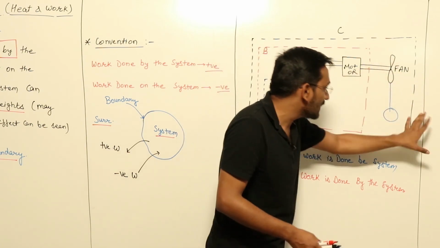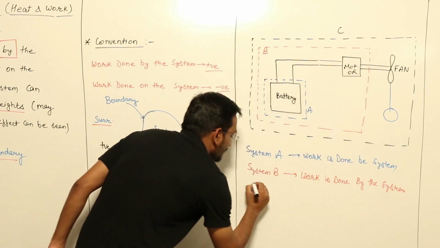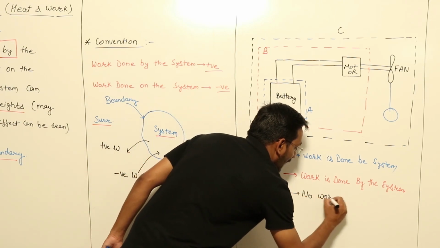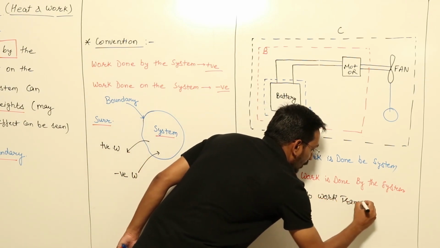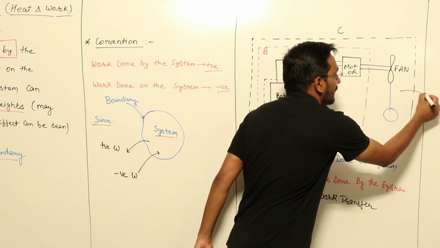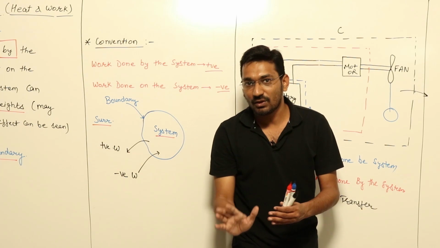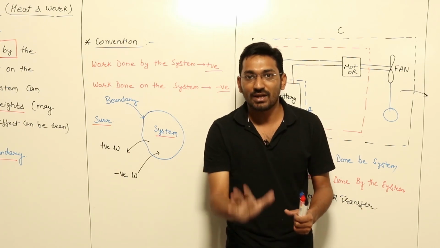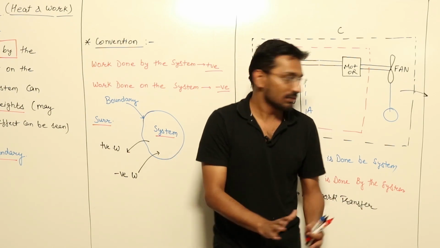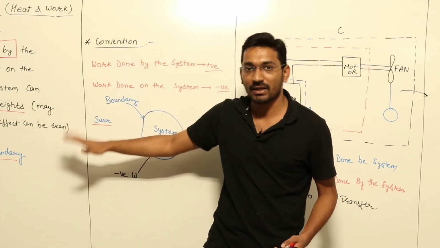So in this case, if we take battery, motor and fan as our system C, then in system C there is no work transfer, because this work is not crossing this boundary. So in thermodynamics, work is said to be transferred only when it crosses the boundary. Something happened external to the system, then only work can be done. So this is the basic definition of thermodynamic work.